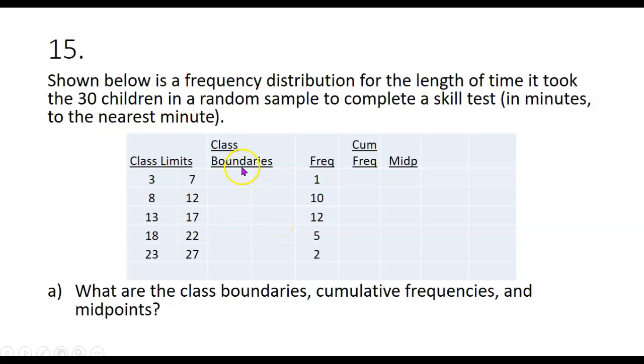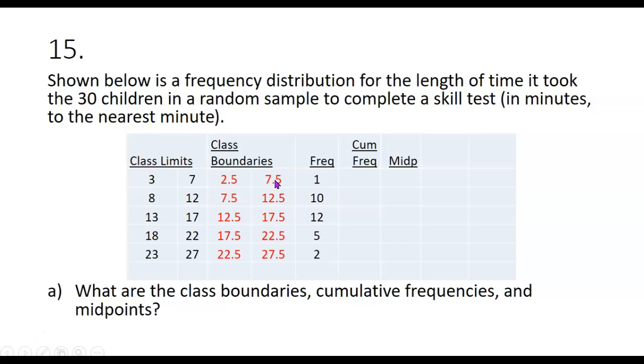So from this, we can fill in some other things. The class boundaries, well, like for the first class, the lower boundary would be 0.5 below the lower limit at 2.5, and the upper boundary would be 0.5 above the upper limit at 7.5. And then for the next class, it goes from 7.5 to 12.5. For the next class, it's 12.5 to 17.5, and so on. Notice that just like the lower limits go up by 5 each time, and the upper limits go up by 5 each time, also the boundaries go up by 5 each time.